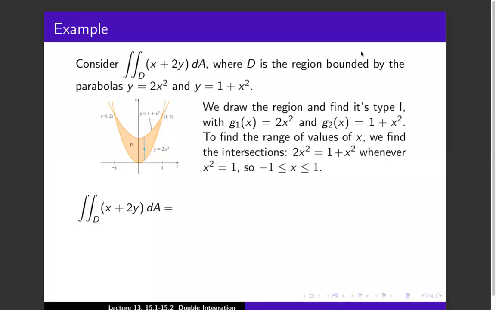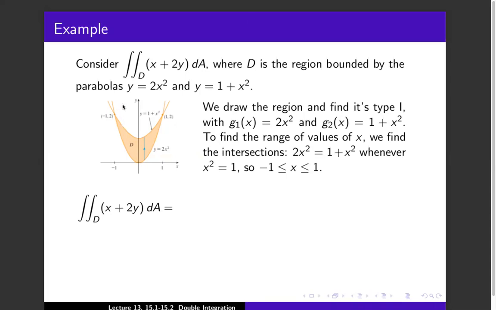Now, I mentioned this when we were doing Lagrange multipliers, but it's even more important now. You have to draw the region. It's very important to draw the region so you really understand what this thing is that you're dealing with. In this case, you've got two parabolas. One of them is narrower but lower. The other one is a little wider but higher. That's the 1 plus x squared.